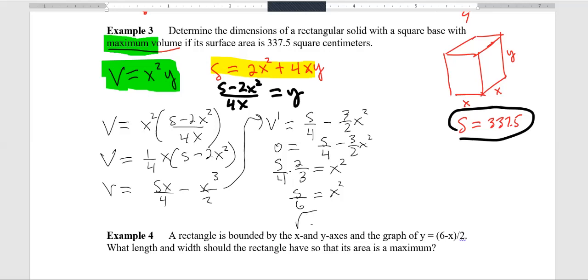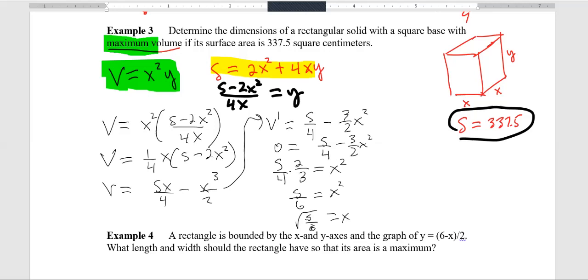So that's the square root of s over 6, like that. And I'm using a positive value because it wouldn't make any sense to have a negative value for x, so I leave out the plus and minus. It's just this, and that is an s, not a 5. Okay, so there's my x.